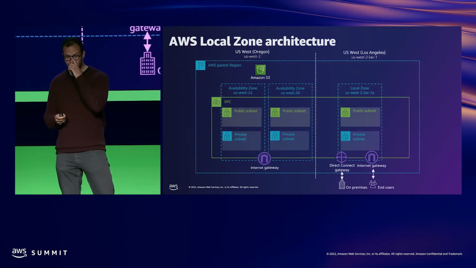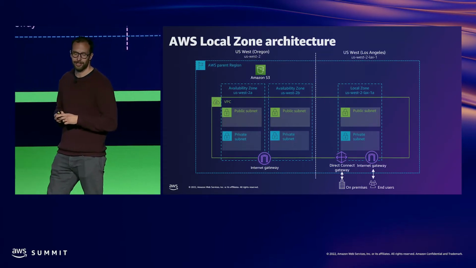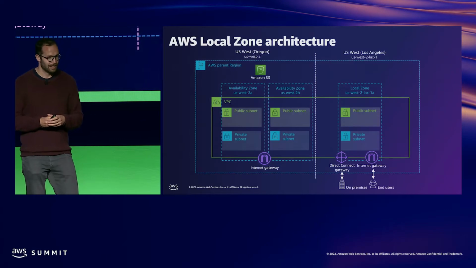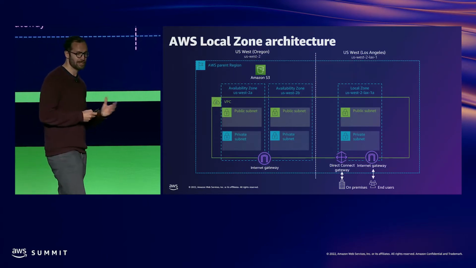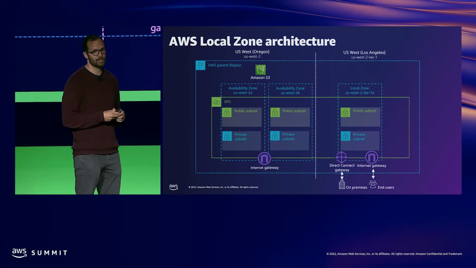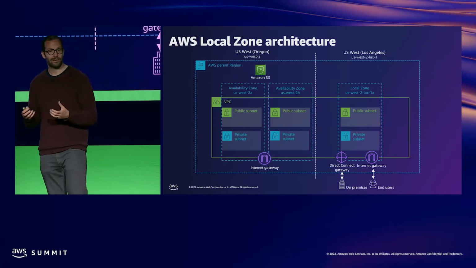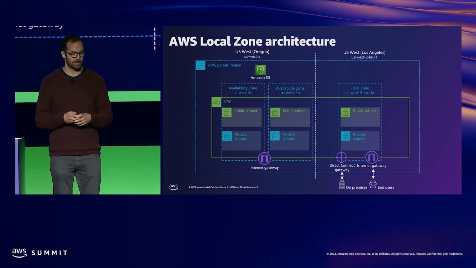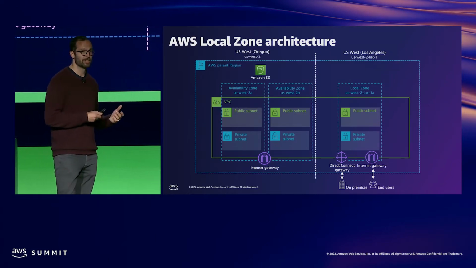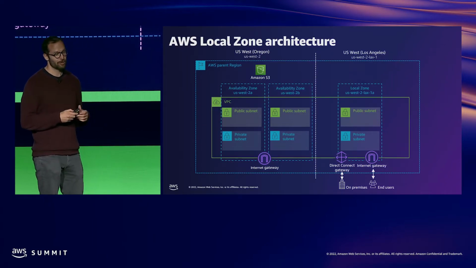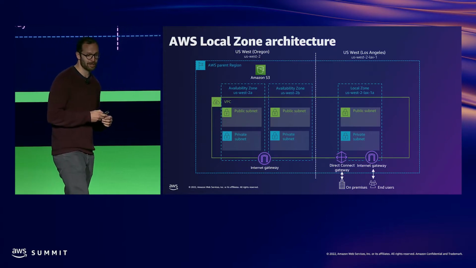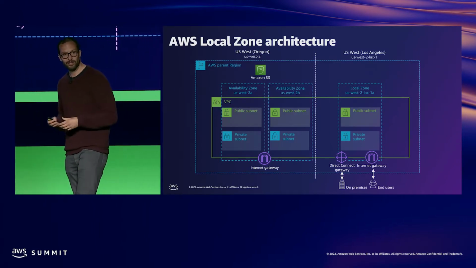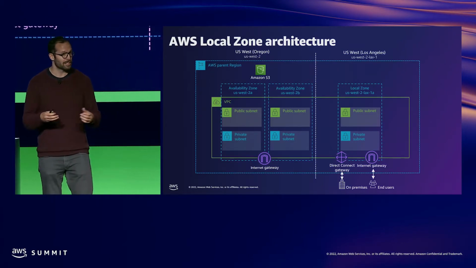And if we zoom into how a local zone actually looks, it's very similar to a regular availability zone. In this example, we have a VPC that's in the US West, Oregon region. This is a parent region for our LAX local zone, so Los Angeles local zone. And you can see the same constructs exist in the local zone as they do in regular availability zones. We have public subnets, we have private subnets. We have the ability to access resources through an internet gateway.